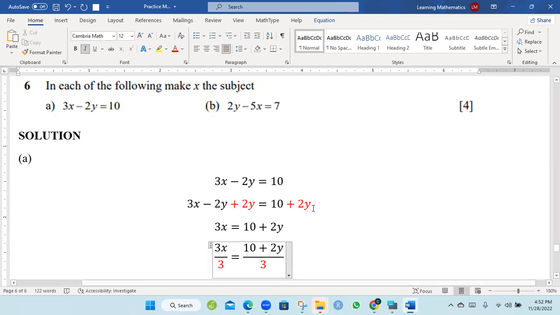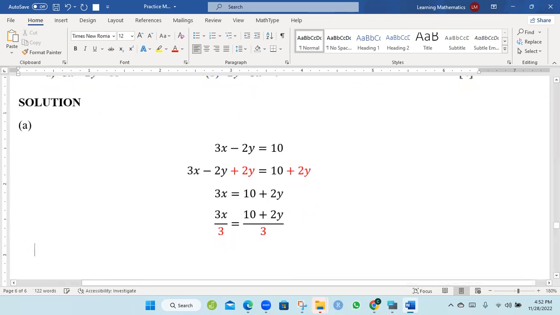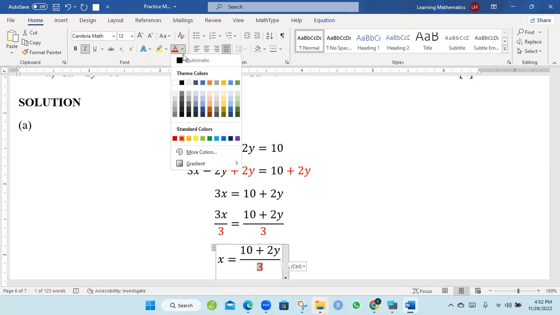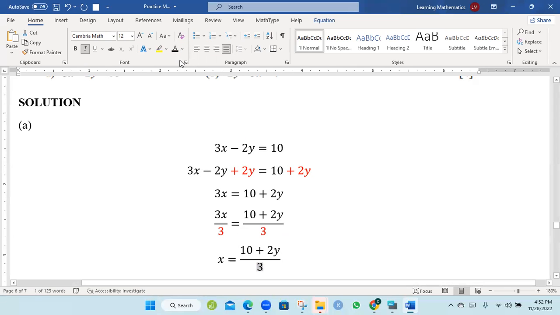Then the 3 will cancel out the 3, so you're left with x by itself, equal to that whole expression, 10 plus 2y, divided by 3 on the right. So we have made x the subject of the equation. Technically, we have solved for x with an expression. We didn't get a number for x, we got an expression, which is 10 plus 2y divided by 3. Let's do B now.